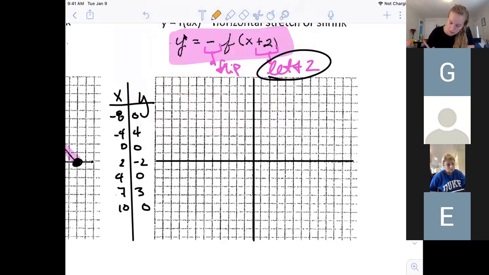So I'll do my left 2's in this orange. I'm just going to take all of these points in my t-table and move them to the left 2. If I move them to the left 2, that's as if I was minusing 2 from all of my x's. Instead of being at -8, I'm going to be 2 to the left, which makes that -10. If it helps you, change your t-table and then we'll graph those points. This will be -6. That will be -2. That will be 0. That will be 2. That will be 5. And that will be 8. What makes you happy? Do that.